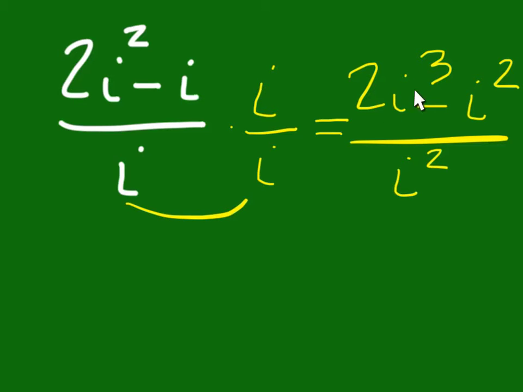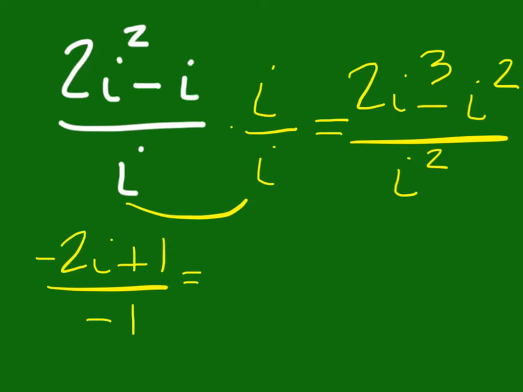Now if we go through and simplify, I to the third is a negative I. So if this is a negative I, that gives me a negative 2I in that spot. And then I squared is negative 1. If I squared is negative 1 and I have a minus sign in front of it, it becomes a double negative. So it really becomes plus 1. And then on the bottom, I squared is negative 1.